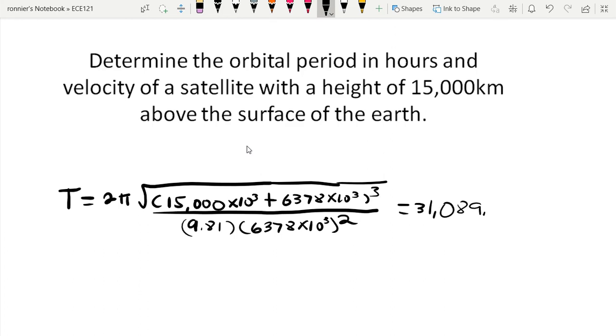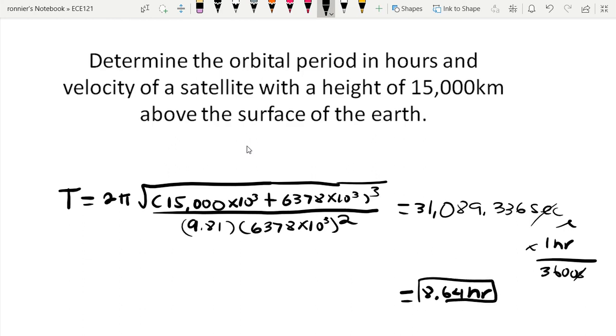So, ang sagot ay 31,809 or 89.336 seconds. So, dapat naka-hours. So, ita-times lang natin ito ng 1 hour is to 3,600 seconds. Konting dimensional analysis lang. Divided by 3,600. So, sagot ay 8.635 or 8.64 hours. Okay?